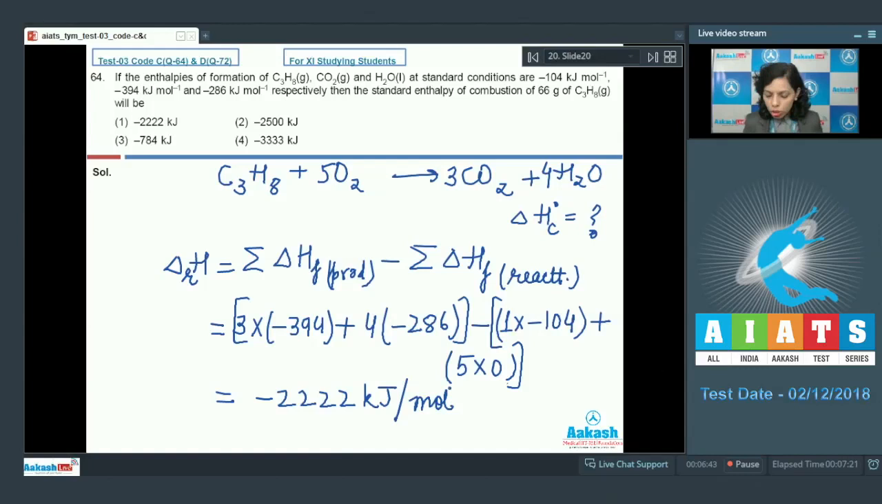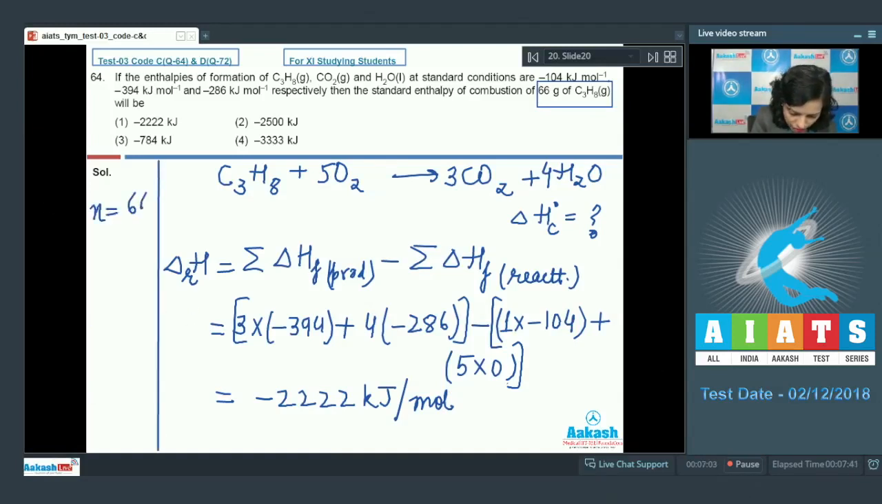We are just talking about the standard enthalpy of combustion of 66 gram of propane, not about the 1 mole. So in this case first we need to find out the moles of propane. From here we have its amount, that is 66 gram. So the moles of propane, n, is equal to the given mass, that is 66, divided by the molar mass of this propane, that is 44 gram per mole. So this would be 1.5.